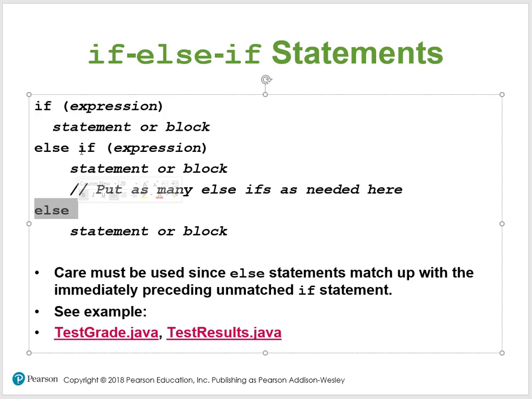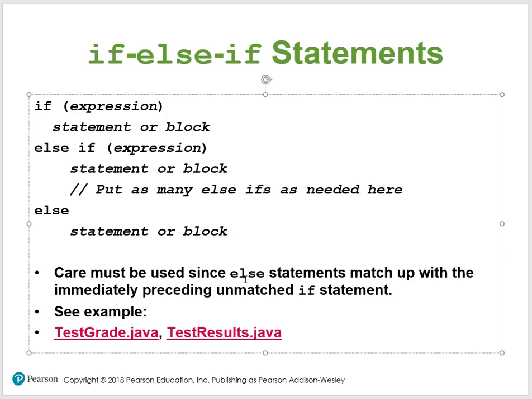else always belongs to the previous if. Be careful, don't read this else with this if. This else belongs to this if right here. So this is what they call if-else if, all right, in this case.